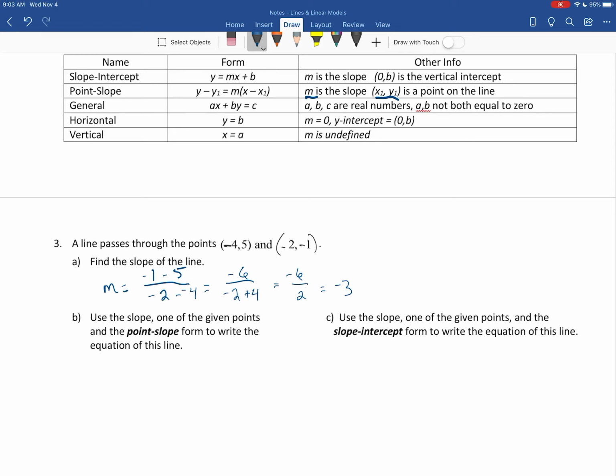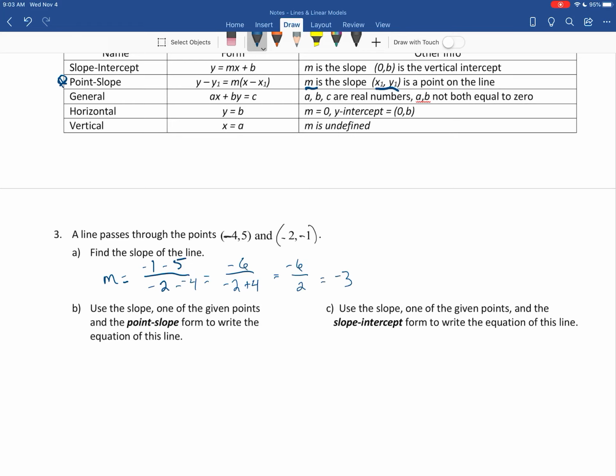Now I do have the slope and I also have points, so I could use the point-slope form. That's the first one I'm going to use. I'm going to do it 2 different ways to show you that there are multiple ways to get where we want to go. We now know that the slope is -3. What we have to do is pick one of these points, either point 1 or point 2, to put in as our x1 and our y1. You can do it either way you want.